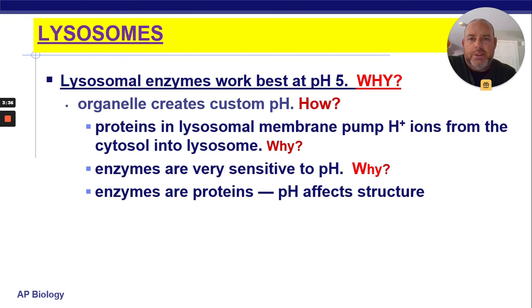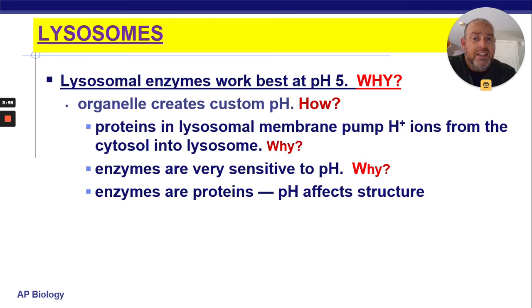So it creates the custom pH. Well, how do you raise or lower the pH for anything? A lot of it has to do with hydrogens or hydroxides, right? So, adjusting how many hydrogens are in the area. So they have, in the lysosomal membrane, pumps that move hydrogen ions from the cytosol into the lysosome. That's going to lower the pH.